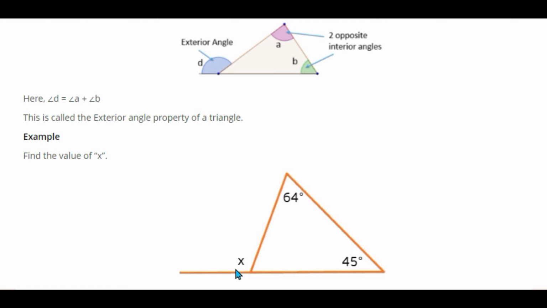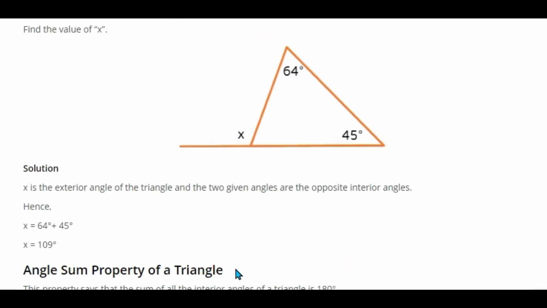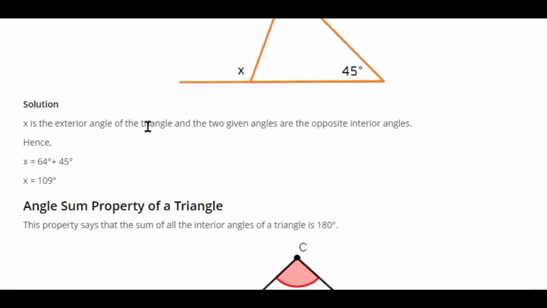Now, how do you have to write it in your copy? Let's see here. x is the exterior angle of the triangle and the two given angles are the opposite interior angles, hence x equals 64 plus 45, which equals 109 degrees.